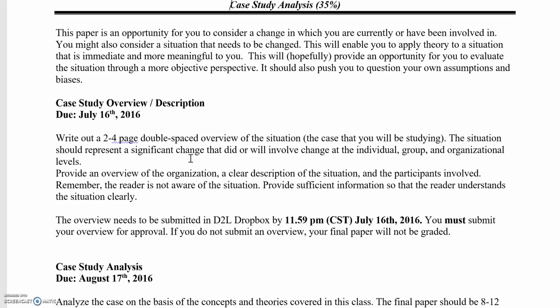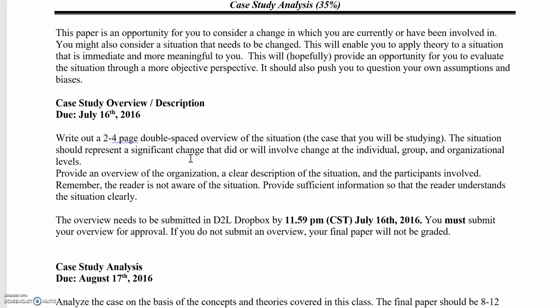So to begin, for this particular assignment, we're going to start with a case study overview or description. You will submit a 2 to 4 page double-spaced overview of the situation, which is the case that you're going to be studying. Now, the situation has to be significant enough that it's going to involve individuals, groups, and the organization as a whole. So in your overview, give us an idea of the organization, a clear description of the situation, and who are the participants involved.